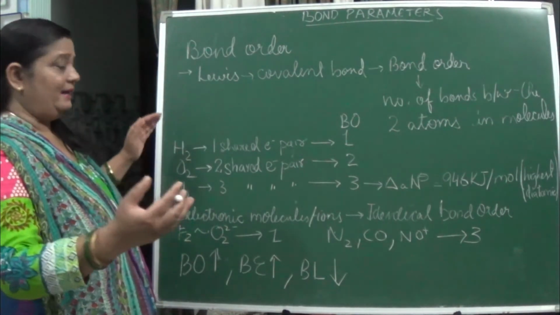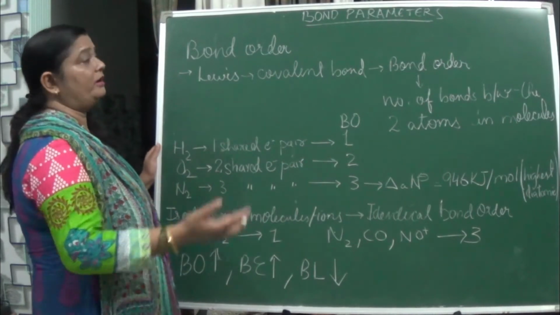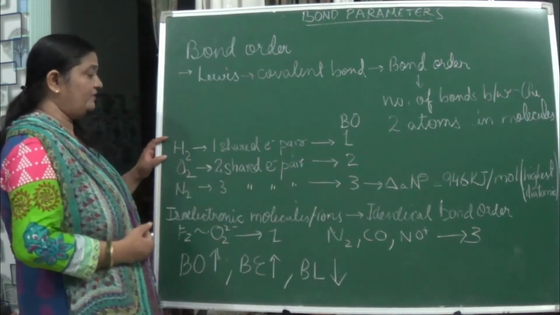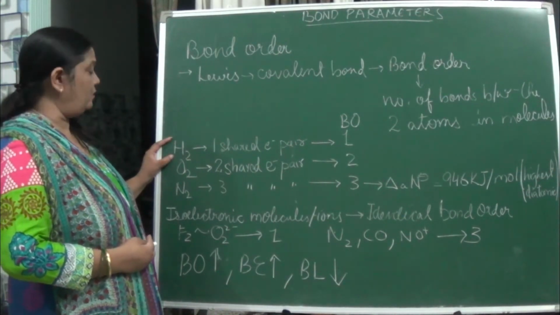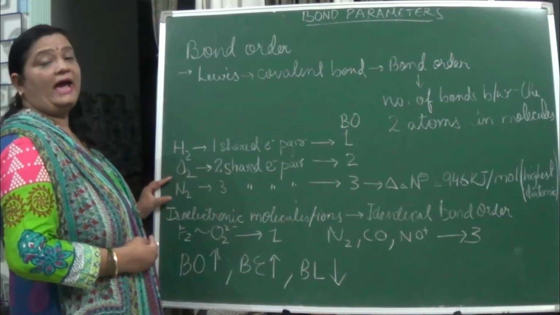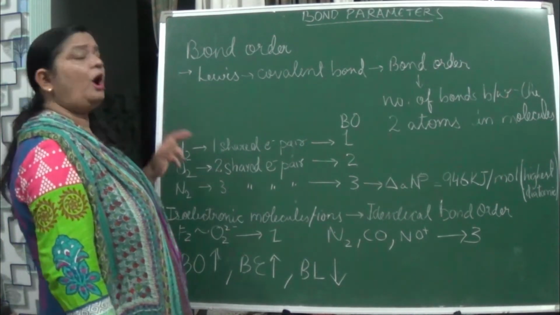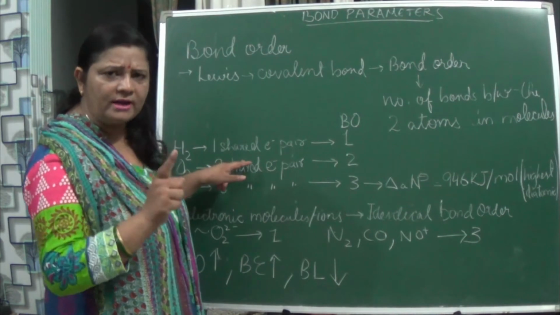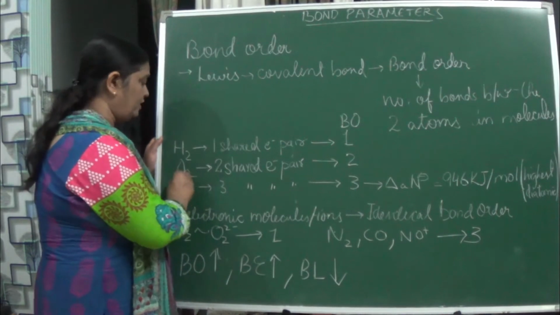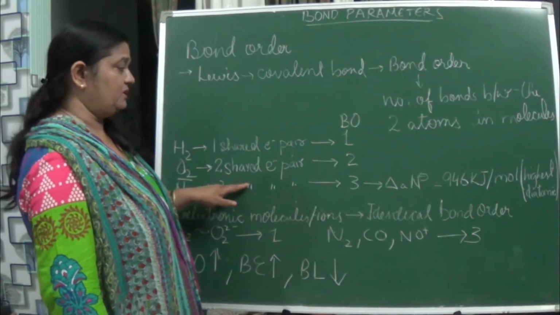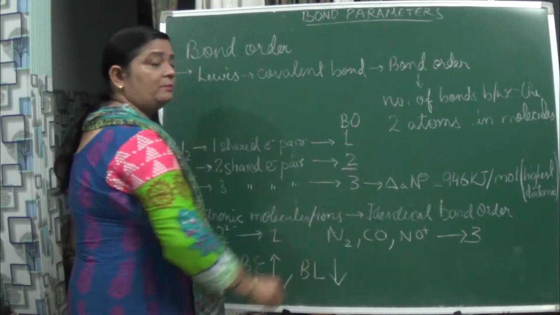So now let us see how bond order is calculated and how it can be explained with the help of the examples I am giving you right now. The first example is the hydrogen molecule, the second is oxygen, and the third is the nitrogen molecule. When we see the hydrogen molecule, how many shared pairs of electrons are there? Only one, isn't it? So its bond order becomes 1. When we talk about the oxygen molecule, how many shared pairs of electrons are there? Only 2, isn't it? So bond order becomes 2.